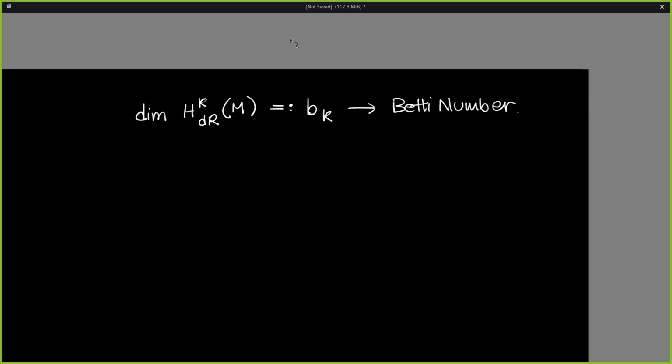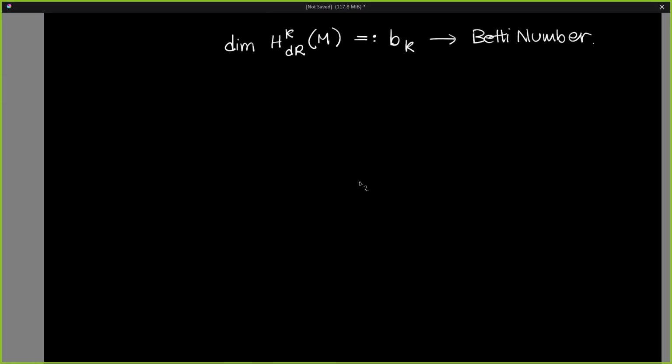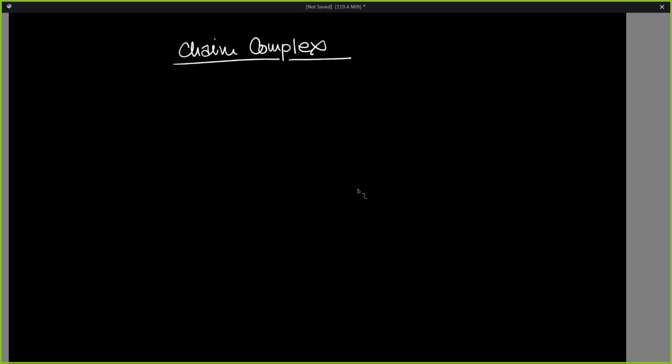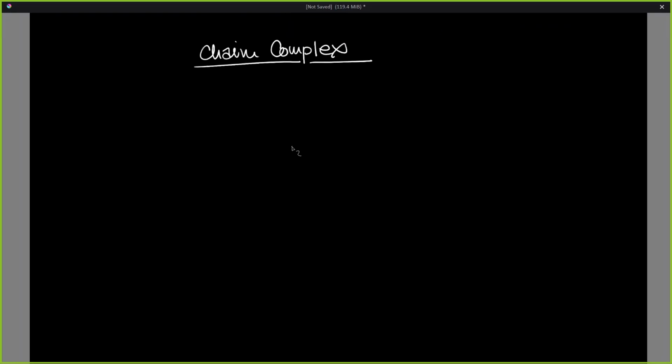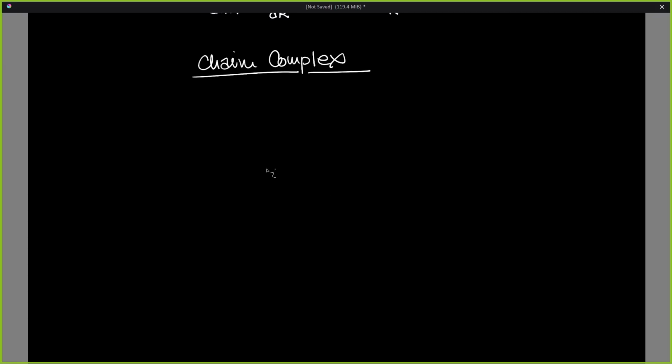But first, we will look at some more important concepts about the de Rham cohomology group. So that being the chain complex. A chain complex is a sequence of vector spaces. It can be any abelian category, but since we are not talking about category theory, I'm just going to define it over vector spaces for now.